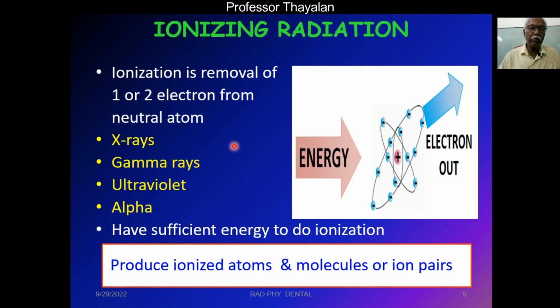Ionization is nothing but removal of one or two electrons from the neutral atom. That is, removing an electron from the atom is called ionization. X-rays, gamma rays, ultraviolet, alpha particles are capable of doing it. Hence, they are called ionizing radiation. They have sufficient energy to do ionization. As a result, what happened? Ionized atoms and molecules are produced, or ion pairs are produced in the matter.